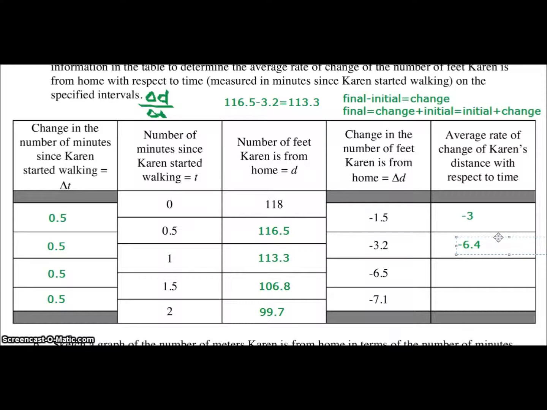Then the change in distance of negative 6.5 divided by 0.5 is negative 13. Then negative 7.1 divided by 0.5 is negative 14.2.